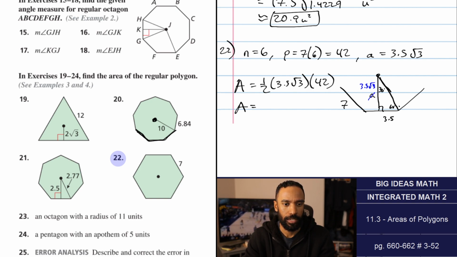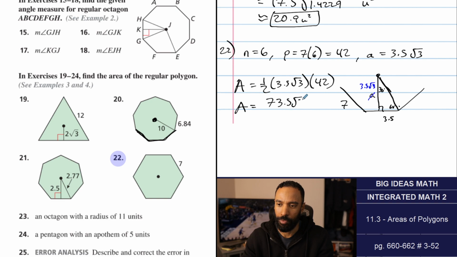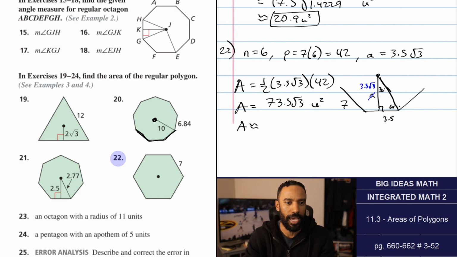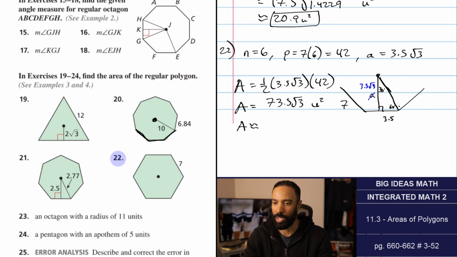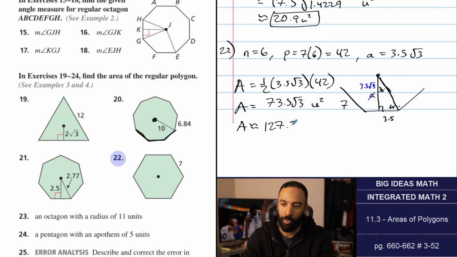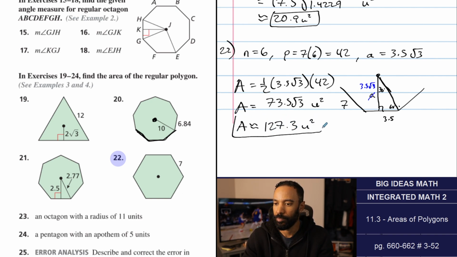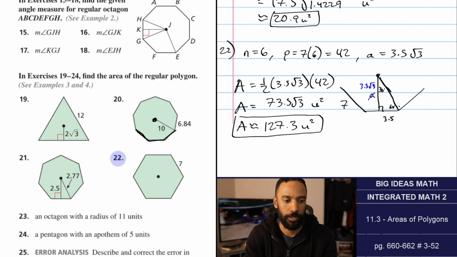Whoops, I did not finish that. 73.5 root 3 square units is an exact answer. And rounded, we get 127.3 square units. And there we go on 22.